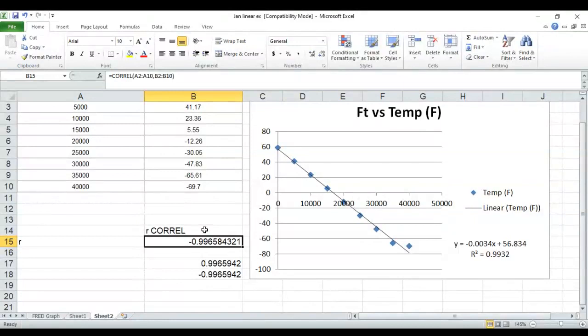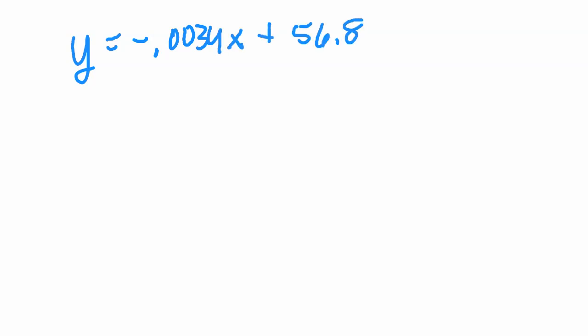Okay, so I really only have one more thing to mention that you might have to do. So the equation of the line, let's go back and look at the slope for a minute.